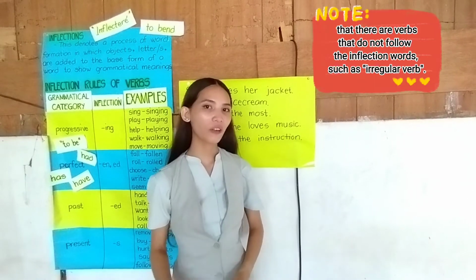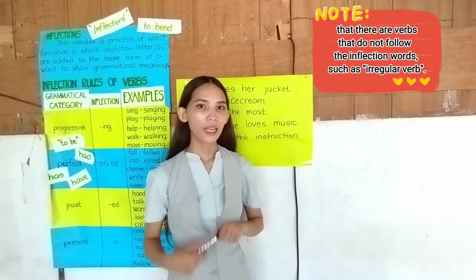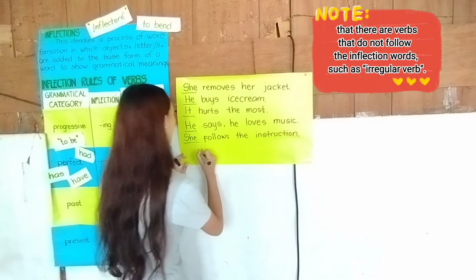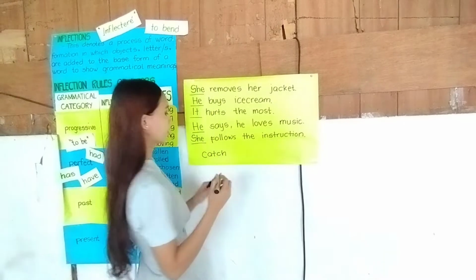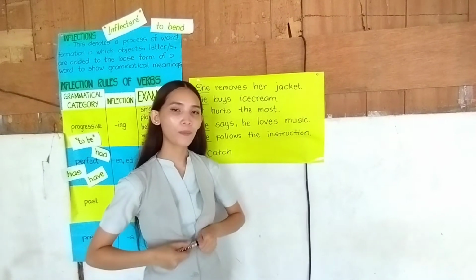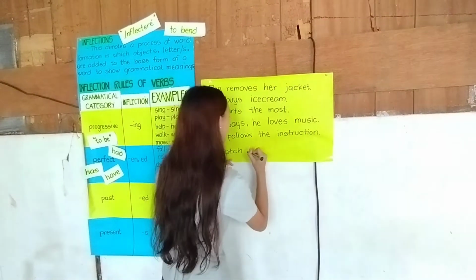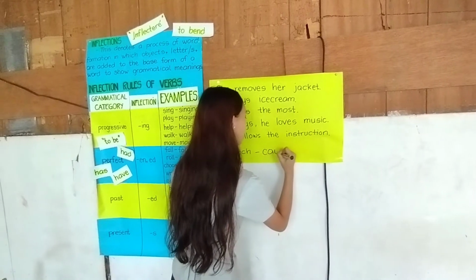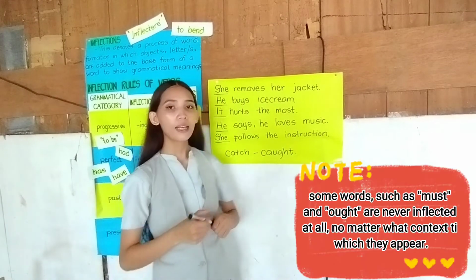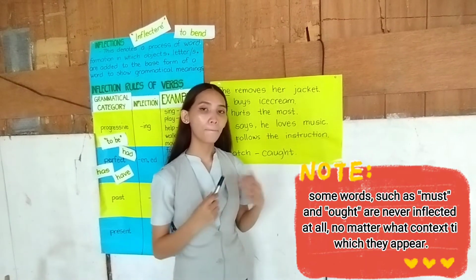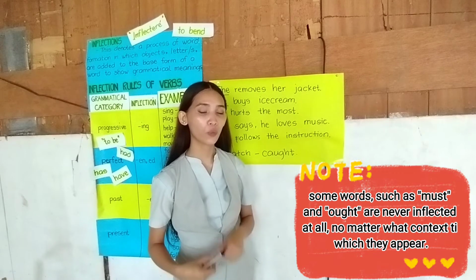Note that there are verbs that do not follow the inflection rules, such as irregular verbs. Like for example, the word catch. It is marked as past tense by changing its vowel sounds and its spelling, producing the word caught. Some words such as must and ought are never inflected at all, no matter the context in which they appear.